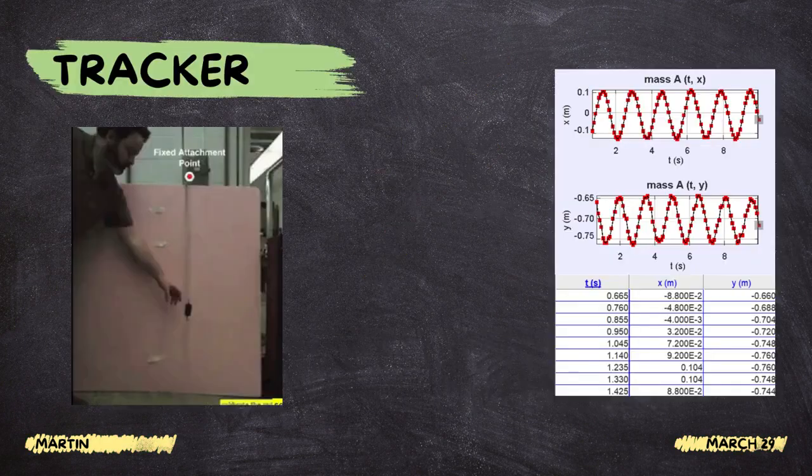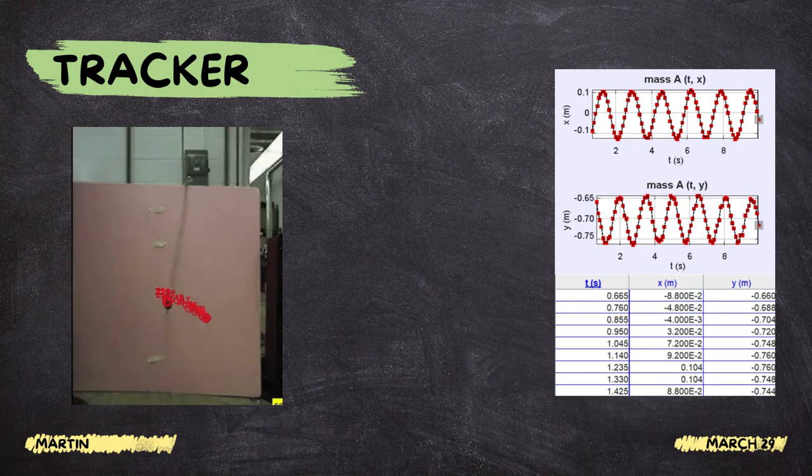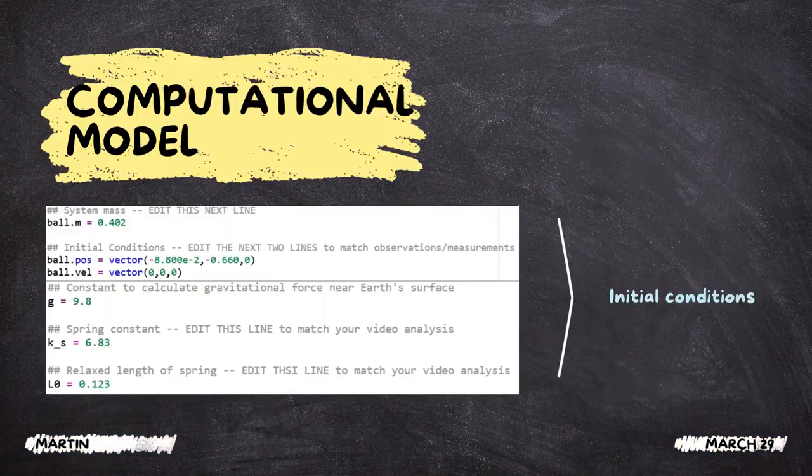The oscillating motion of the mass on the spring was analyzed using Tracker software. The position of the mass along the X and Y axis was recorded and stored in a table. The table data was converted into a CSV file for computational model analysis. The initial conditions for the model were obtained from the Tracker analysis.